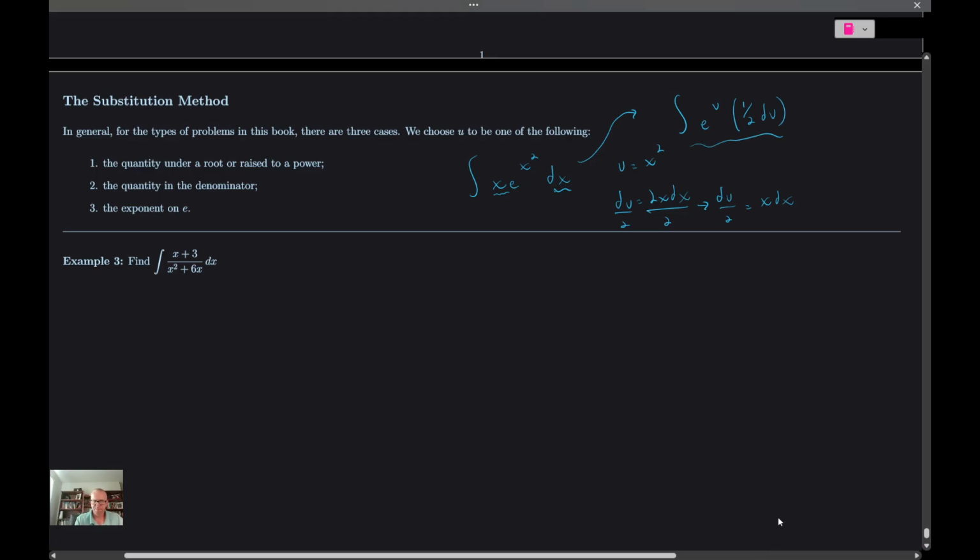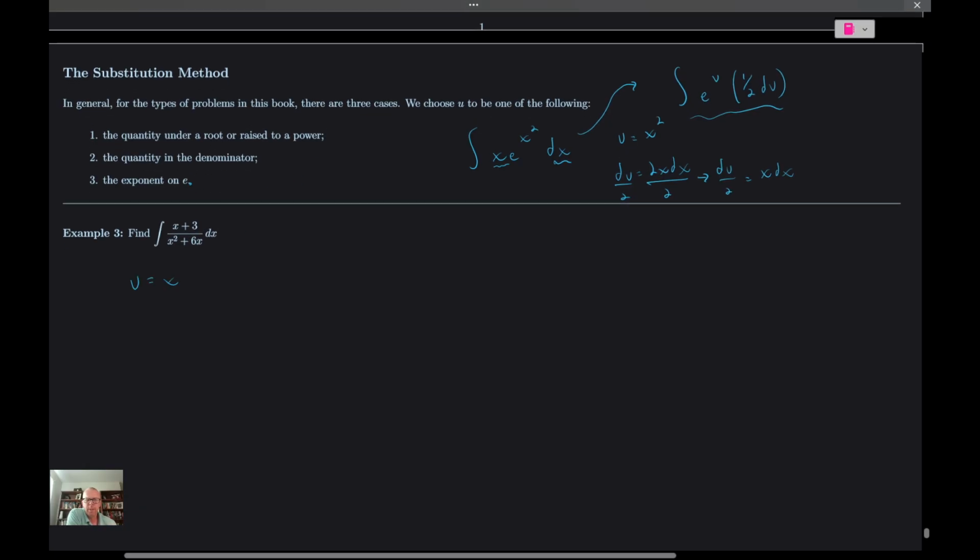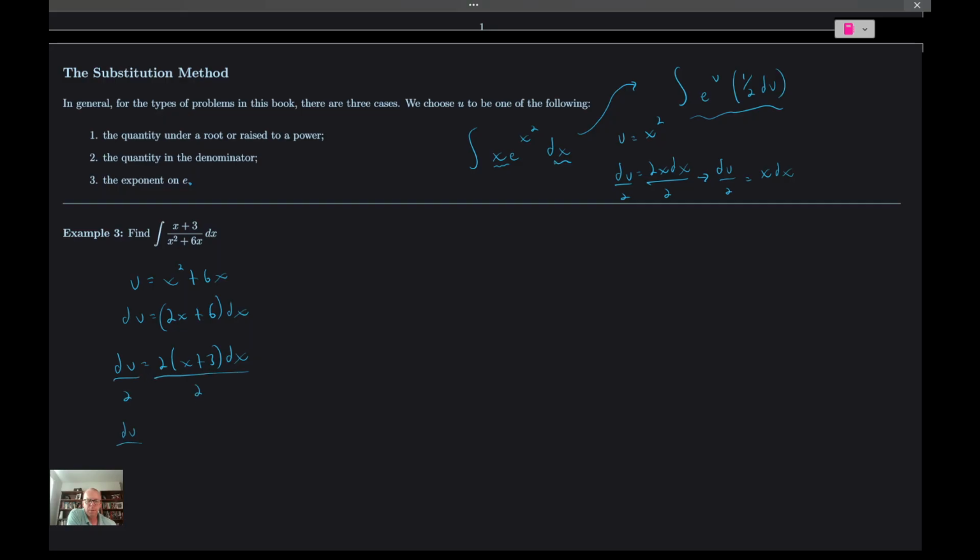Now, this one, number 3, we have x plus 3 over x squared plus 6x. So what is u going to be? Well, this says typically it's going to be the quantity in the denominator. So let's choose u to be the quantity in the denominator. And then we get du is 2x plus 6 dx. Now this doesn't look quite like what we need. We need it to be x plus 3. But you can see that if we factor out a 2, then we have 2 times x plus 3 dx. And then we can divide by 2, and we get du over 2 is x plus 3 dx.